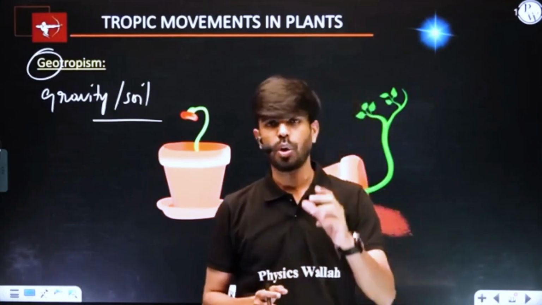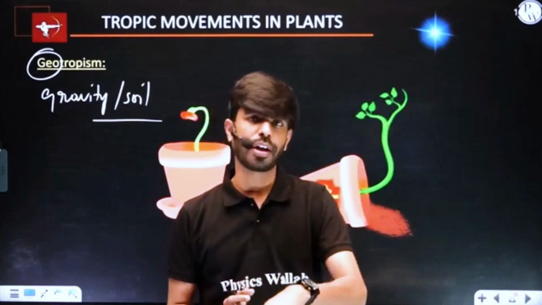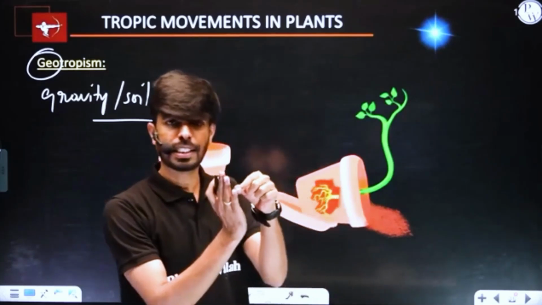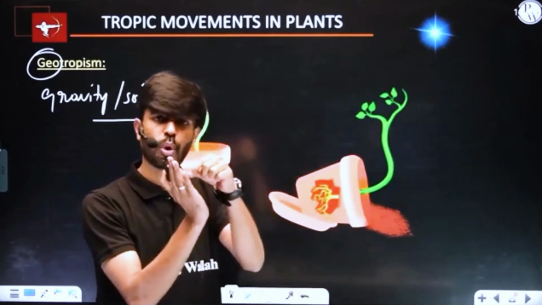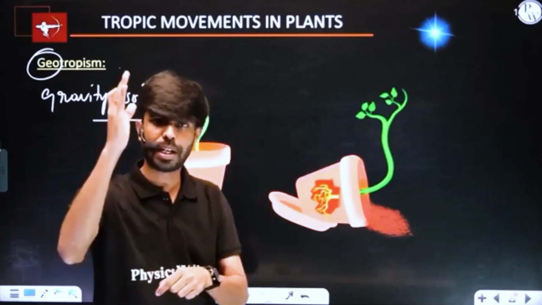Example. So the roots, you know that. Roots started to grow towards the soil, towards the gravity. And shoot, that is nothing but the stem, that started to grow towards the light, away from the soil, away from the gravity.